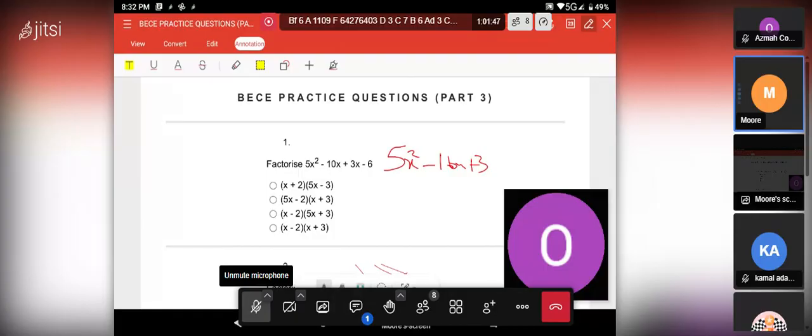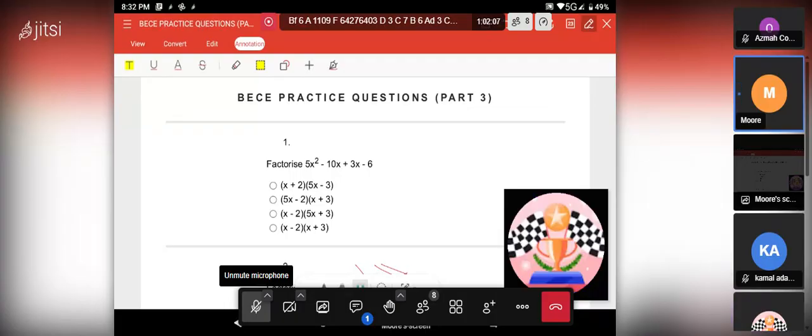Okay, let me erase all these ones. Now, this is factorization. 5x squared minus 10x plus 3x minus 6. Whenever we are doing this, the only thing you need to do from here is to group them two, two. The first two terms in a bracket, that is 5x squared and minus 10x, then the last two terms in another bracket.